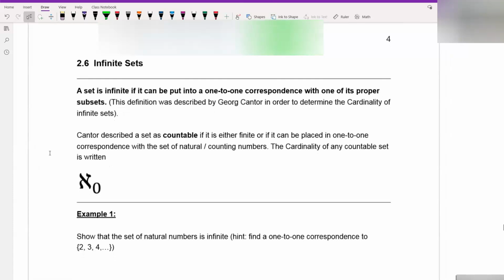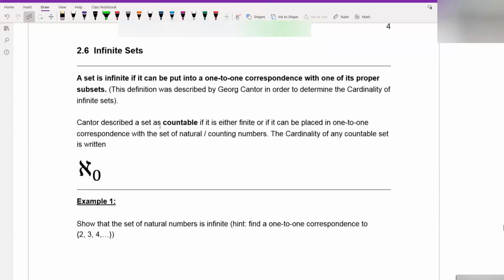A set is infinite if it can be put into one-to-one correspondence with one of its proper subsets. This definition was described by Georg Cantor in order to determine the cardinality of infinite sets.